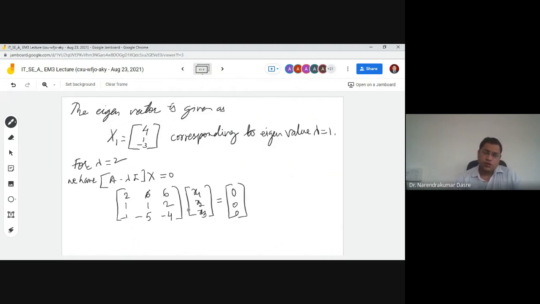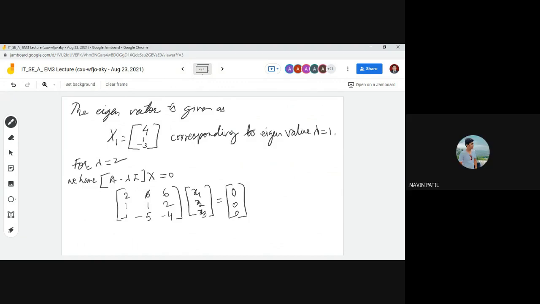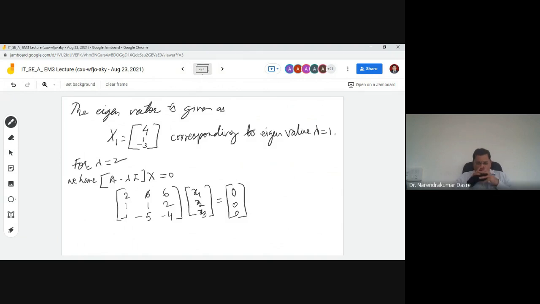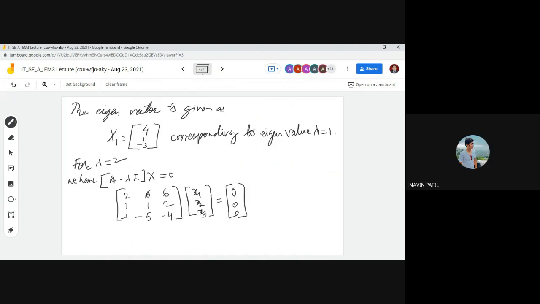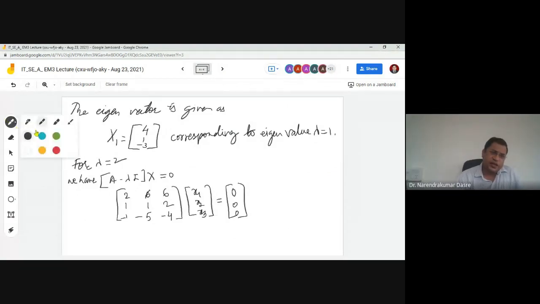So how many distinct equations do you have now? 3 distinct equations. Yes. Okay, so if it is 3 distinct equations, we don't have any problem, because we don't have to decide which equation to leave, no?